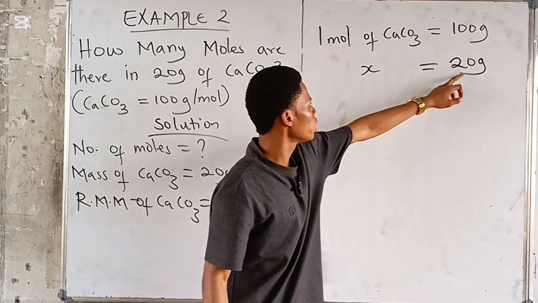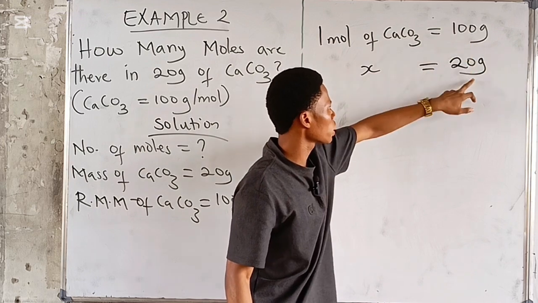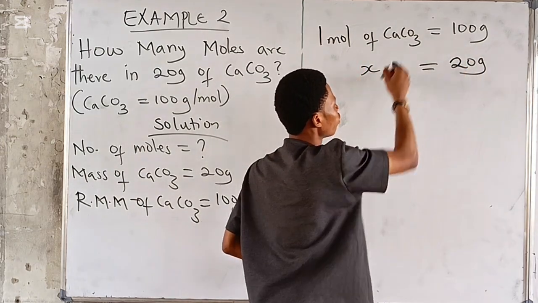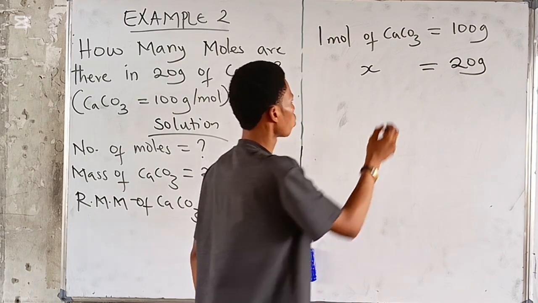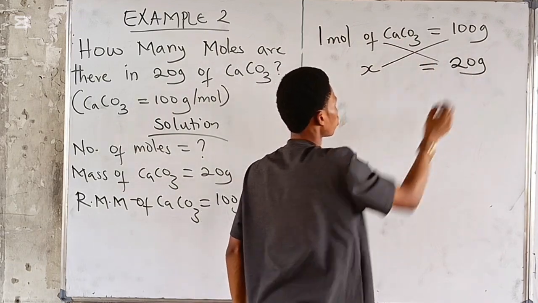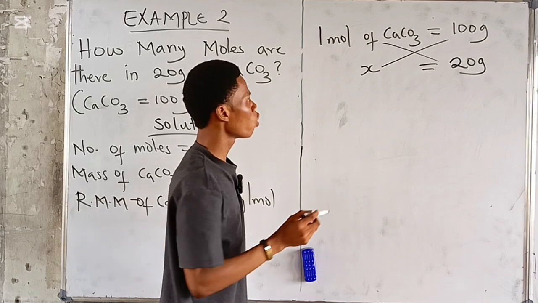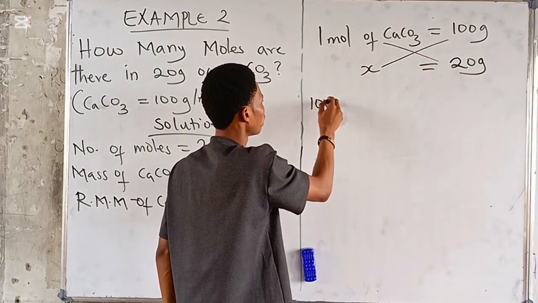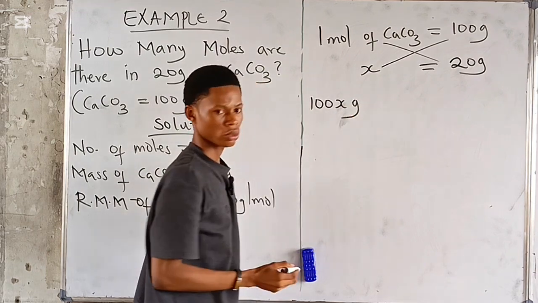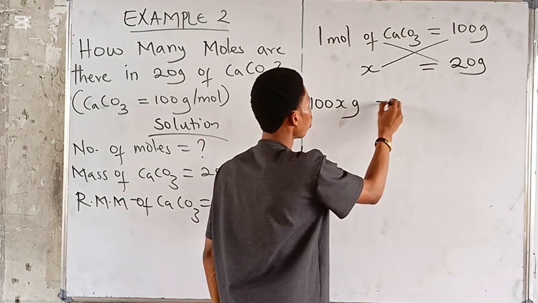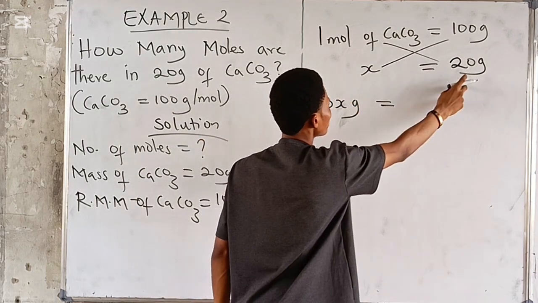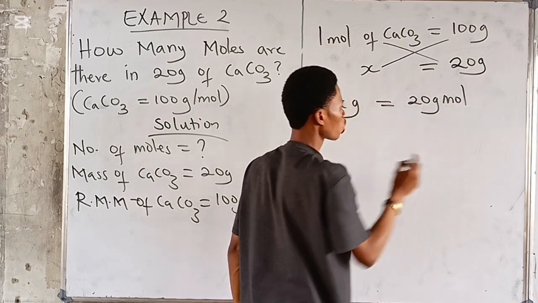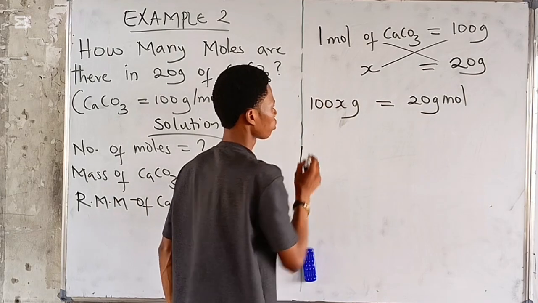Please take notes to put this under the right unit. So since this is grams, I'm putting it here, not here. So 20 grams will give us what? All you have to do at this point is to cross multiply. So if you cross multiply, you have it that 100 grams times X will give us 100 X grams, right? 100 X grams equal to 1 mole times 20 grams will give us 20 gram mole. Not per mole, please, because we are multiplying.